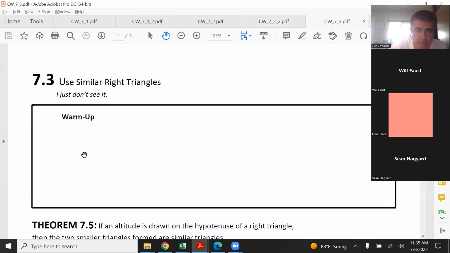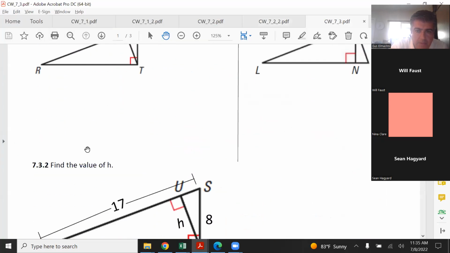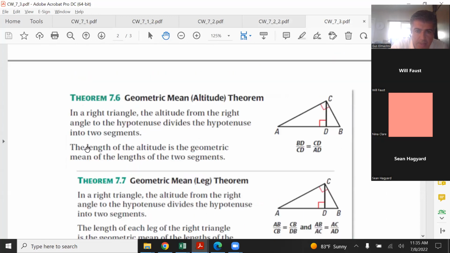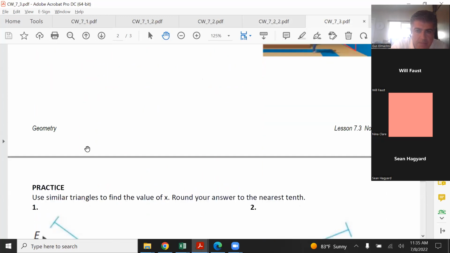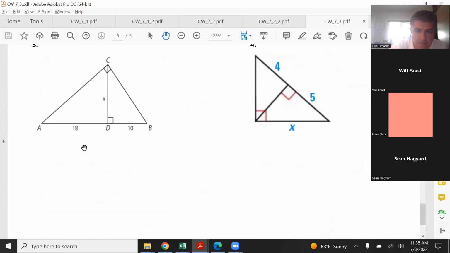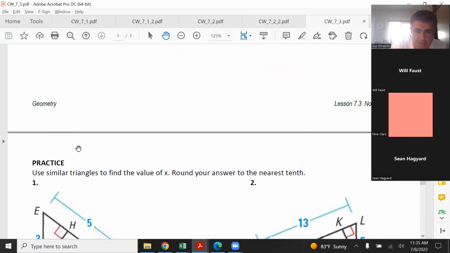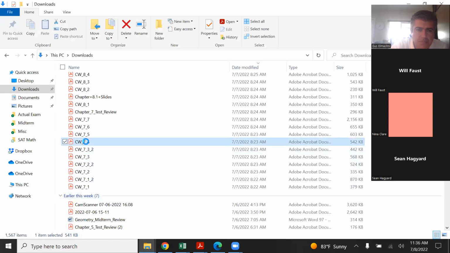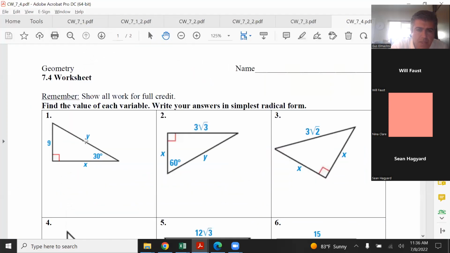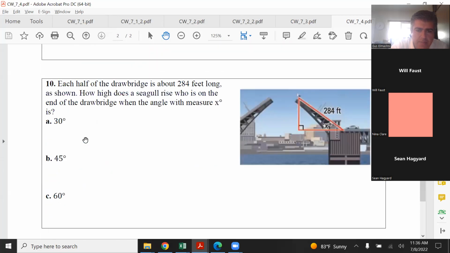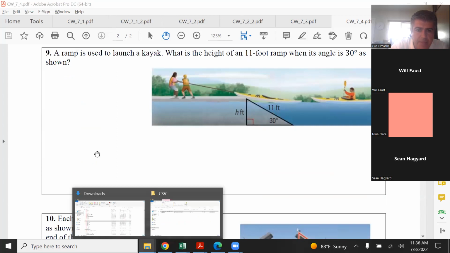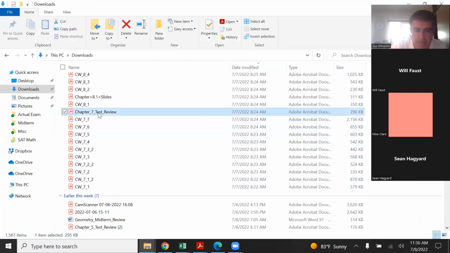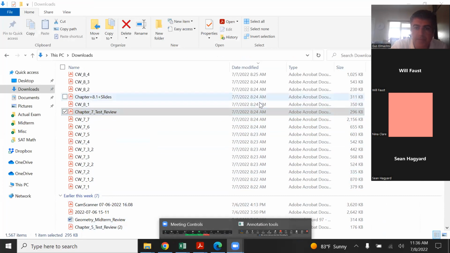Yeah, because for 7.3 we have to talk more about similar triangles, it looks like. Okay, geometric mean. Actually it's not that hard. It's a pretty easy topic. And 7.4, yeah, we'll save that for Monday. And then 7.5, 7.6, 7.7. I guess the chapter 7 test review will be homework then. So that's what we'll do. So anyway, let's do a 30-minute break and I'll see you guys at 12:05.